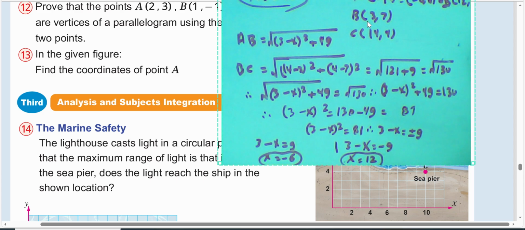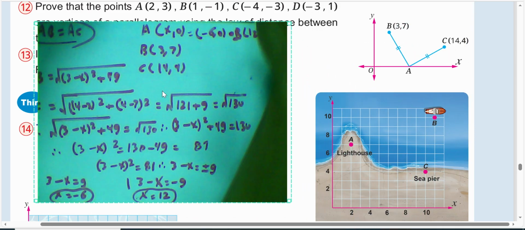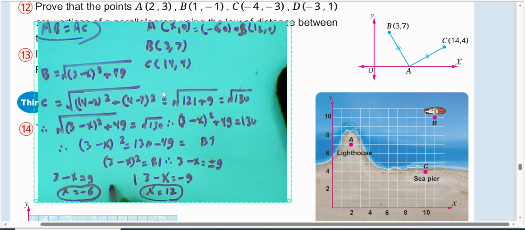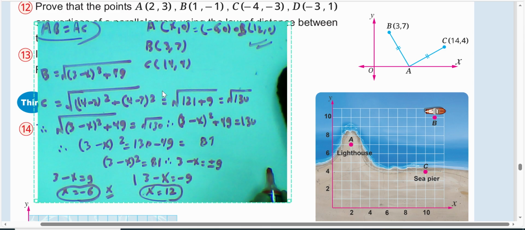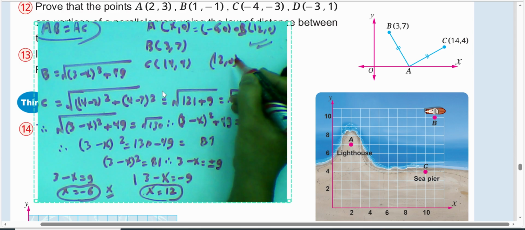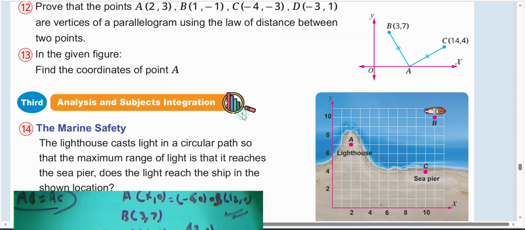Which is correct? The correct one here will be 12 and 0 because A lies on the positive x-axis. Then x equals negative 6 is not a solution; the correct solution will be 12 and 0. So the coordinate of point A will be 12 and 0 because point A lies on the positive x-axis. Then we can cancel x equals negative 6.